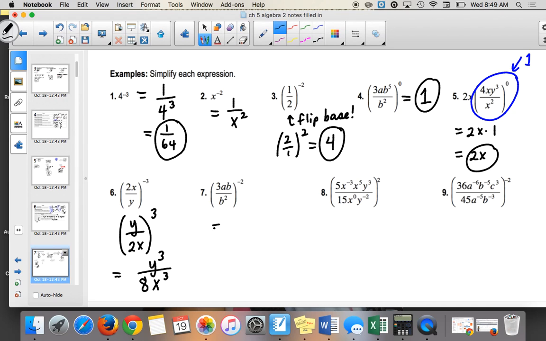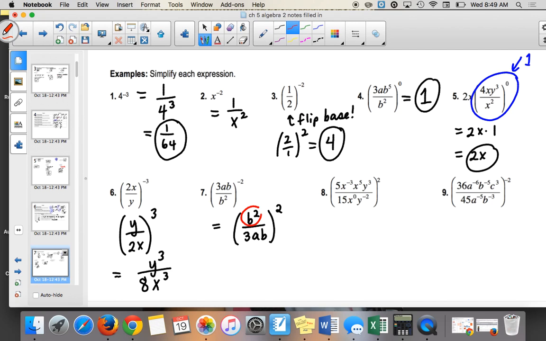All right, so the next one, we're going to flip the base. So we're going to get b squared over 3ab, and we're going to raise to the positive 2. And then from here, you can do lots of things. You can simplify on the inside and then square, or you can square everything and then simplify. It doesn't matter. I tend to simplify first, just in case we have some messy numbers.